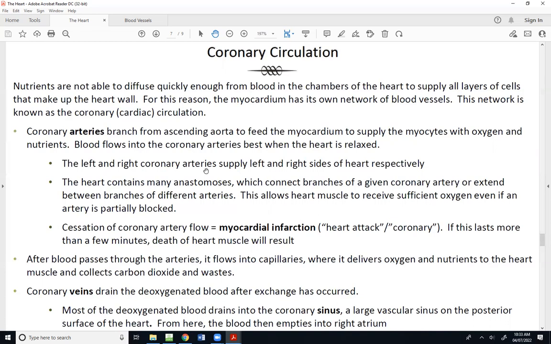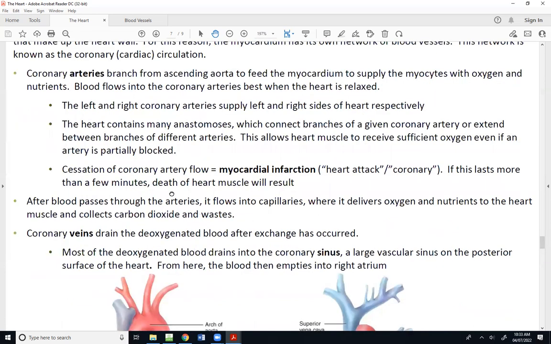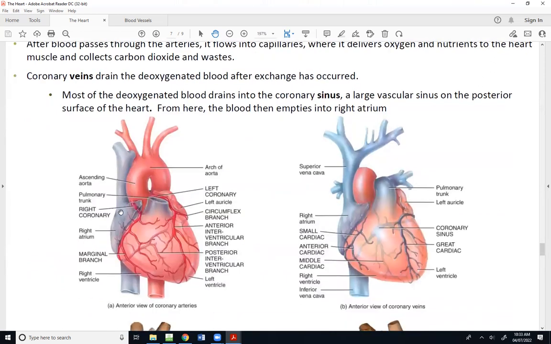We call this network the coronary or cardiac circulation. It involves coronary arteries, coronary capillaries, coronary veins. Capillaries are the blood vessels where gas exchange actually occurs and nutrients are exchanged as well. But they're microscopic, so we don't have any pictures that will show those off.